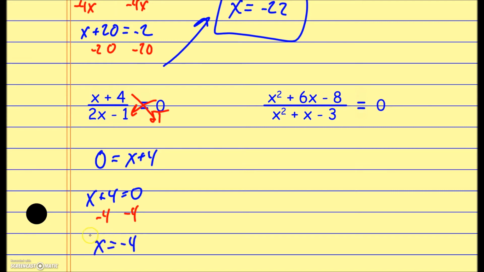And that's it. I can go back and check it against my domain restrictions. Again, the only domain restriction I would get here is that x cannot equal 1/2.